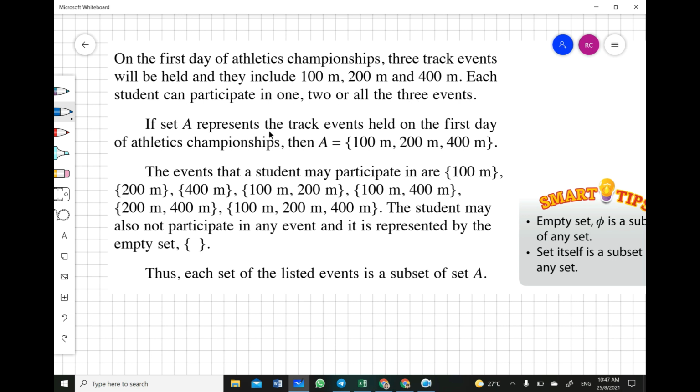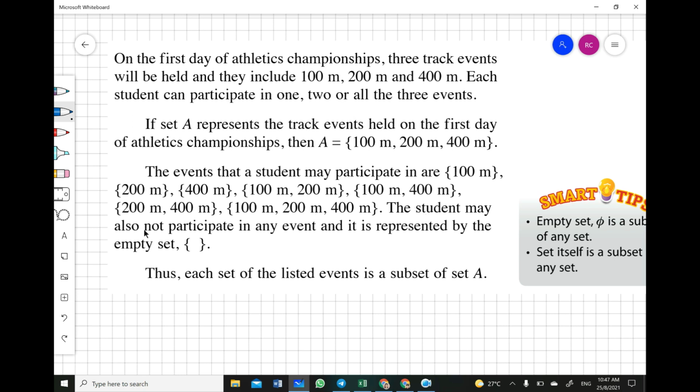If set A represents the track events held on the first day of athletic championships, then A is equal to 100 meters, 200 meters, 400 meters. The events that students may participate in are 100 meters, 200 meters, 400 meters, a combination of 100 and 200, 100 and 400, 200 and 400, or all 3 events.